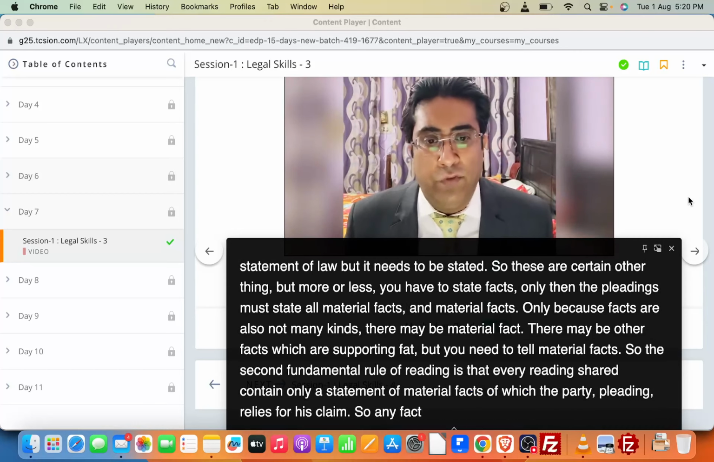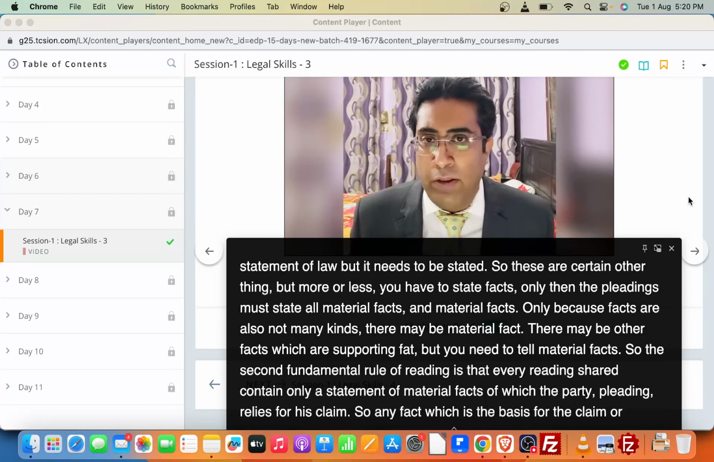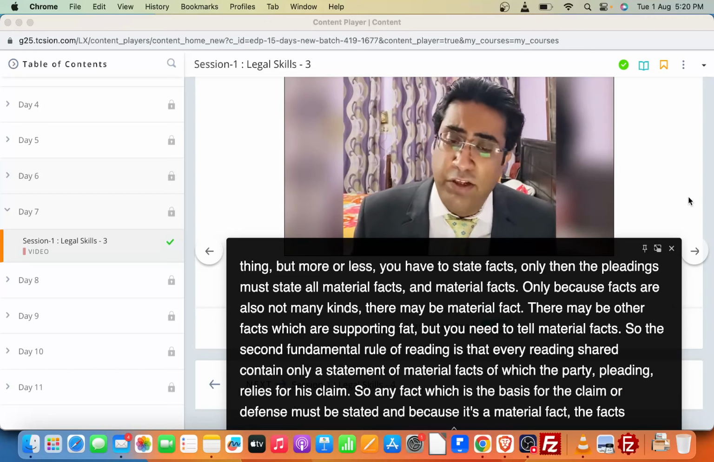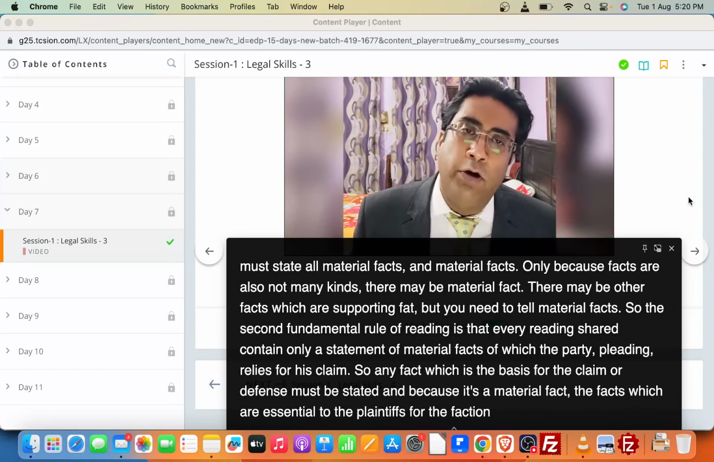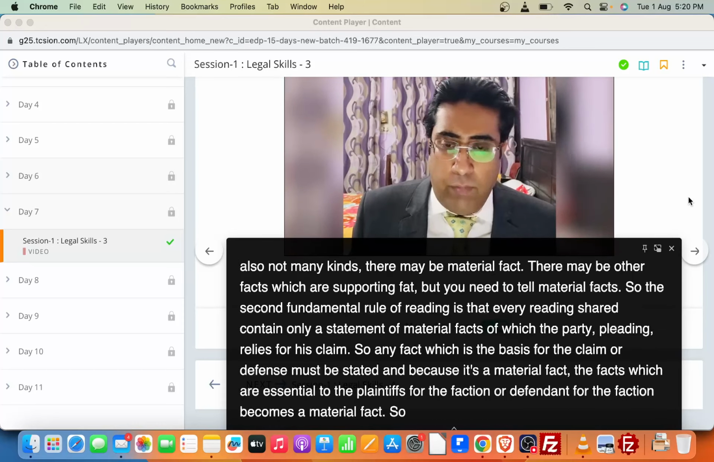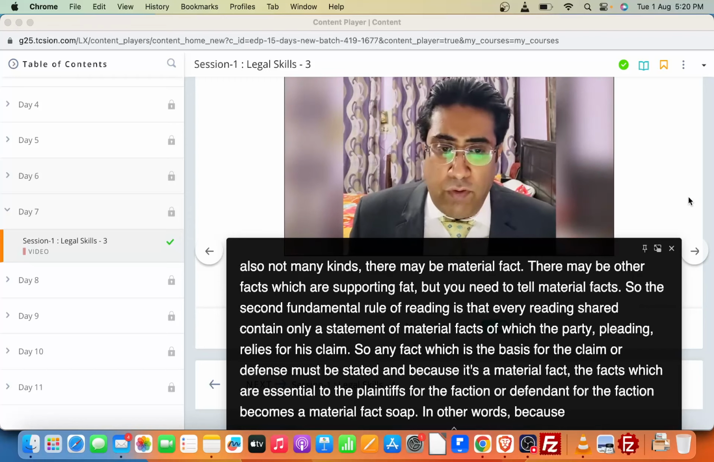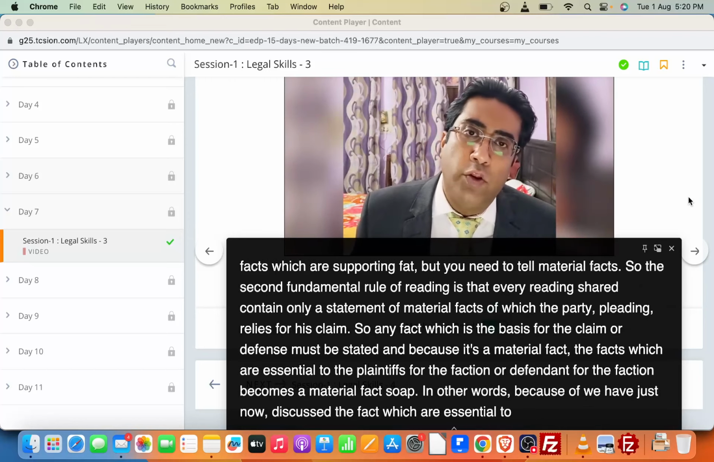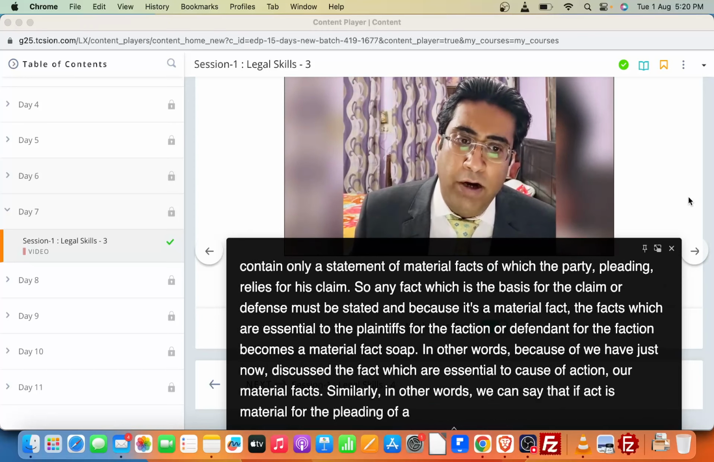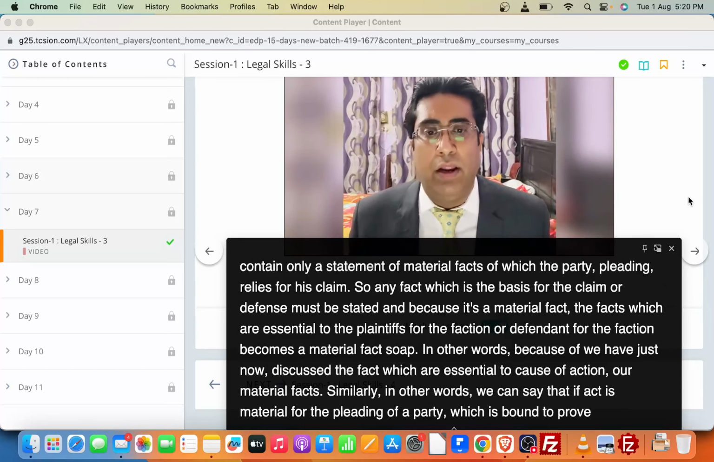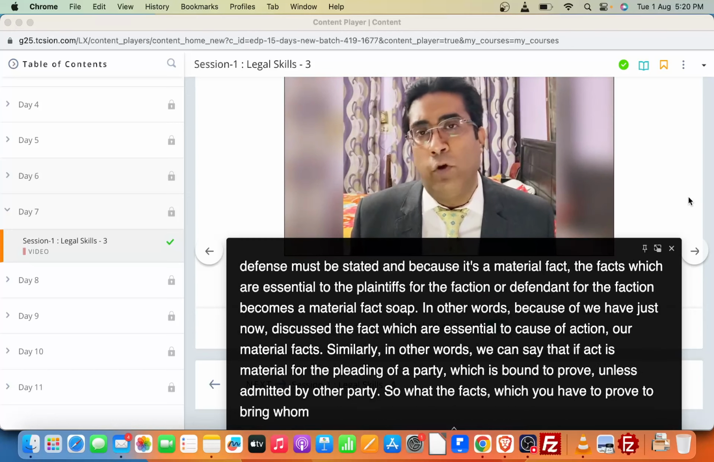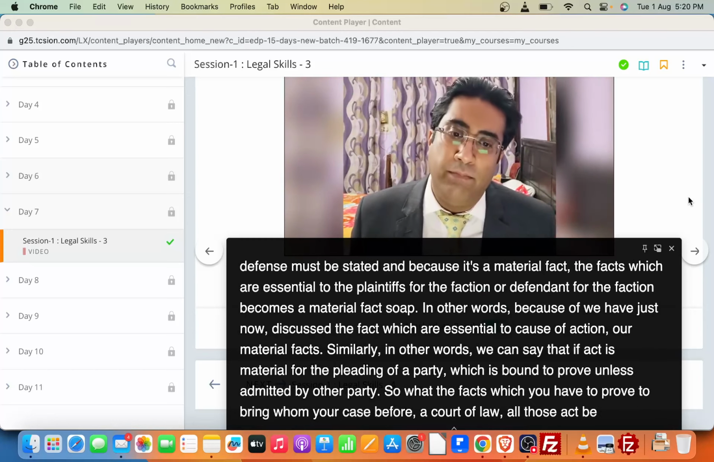So any fact which is the basis for the claim or defense must be stated, because it's a material fact. The facts which are essential to the plaintiff's cause of action or the defendant's cause of action become material facts. In other words, we can say that a fact is material for the pleading of a party if it is bound to be proved at the trial, unless admitted by the other party. So all the facts which you have to prove to bring home your case before a court of law become material facts.